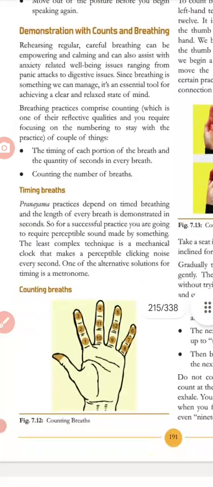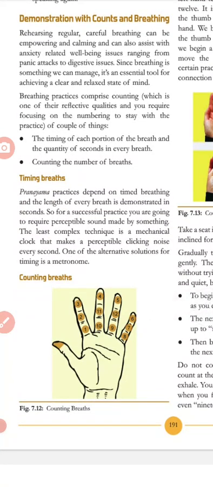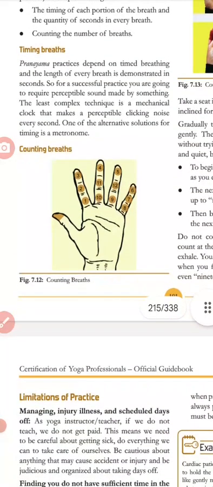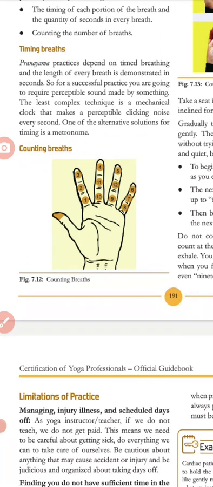Then timing breaths. Pranayama practices depend on timed breathing, and the length of every breath is measured in seconds. For a successful practice, you are going to require a perceptible sound made by something. The least complex technique is a mechanical clock that makes a perceptible clicking noise every second. One of the alternative solutions for timing is a metronome. So you just have to see whichever is possible for you for counting the timing.